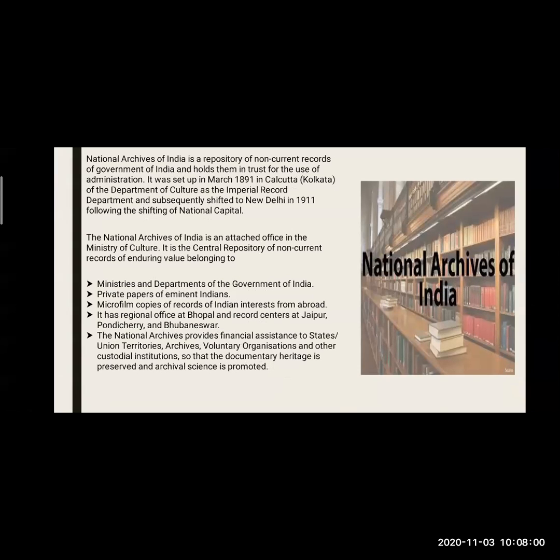Then the National Archives of India, which was discussed, that is the largest among the archives in Asia. The National Archives of India is a repository. Repository means it's a storage, okay, of non-current records of the Government of India. Non-current means not the current ones, of the Government of India, and holds them in trust for the use of administration. It was set up in March 1891. Okay, so the National Archives of India was established in the month of March 1891 in Calcutta, that is Kolkata, of the Department of Culture as the Imperial Record Department.